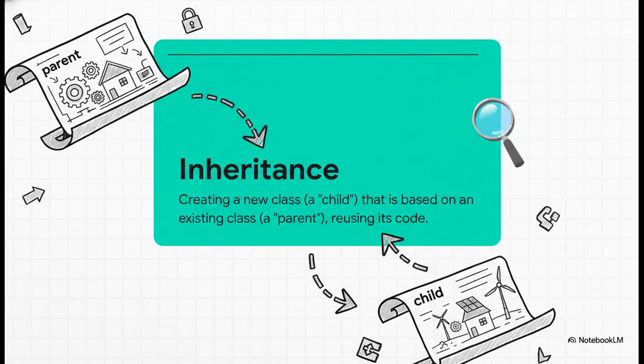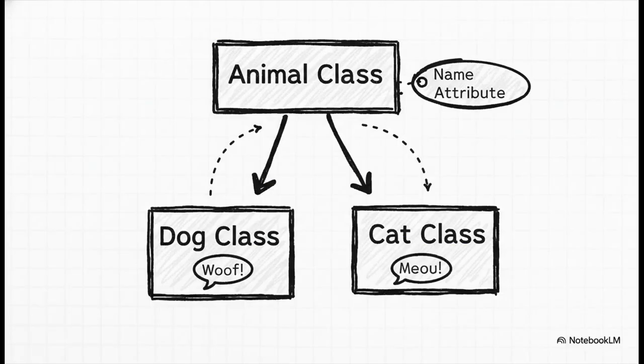Superpower number 2, inheritance. I mean, why reinvent the wheel? Why build a whole new blueprint from scratch if you can just borrow from one that already exists and then add your own custom features? That's what inheritance is all about. For example, it's pretty clear that a dog and a cat are both types of animal, so they can inherit common stuff, like a name, from a parent animal blueprint. We're not repeating ourselves. That's super efficient. But then each one can have its own special speak method. The dog barks, the cat meows. It's all about reusing what you can and specializing where you need to.